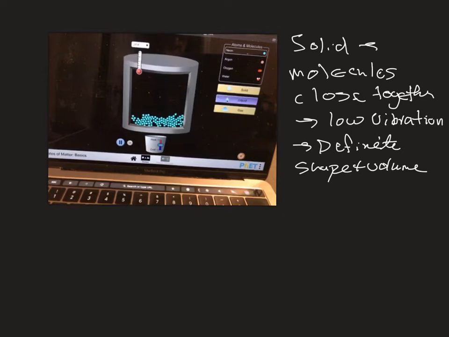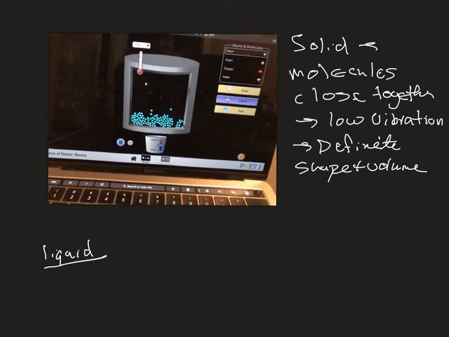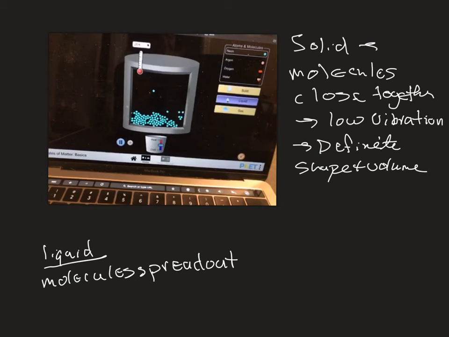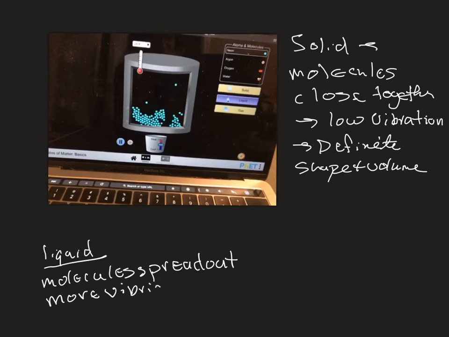Now if we go to a liquid, you start seeing the molecules move around more, and you can see once they've been kind of going for a while that they start moving around the container more. So when we get into a liquid, we see that the molecules spread out. We see more vibration or more velocity. And liquids have a definite volume.